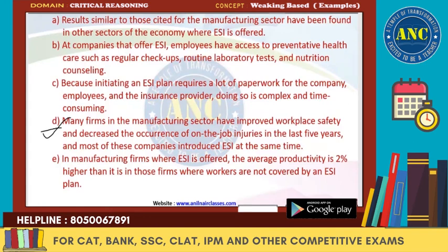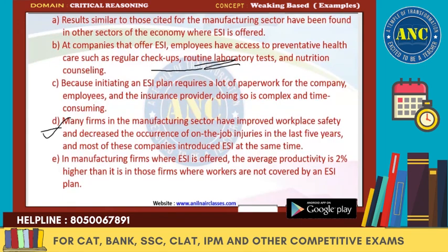How about option A? Now, similar findings in other sectors of the economy strengthen rather than weaken the argument. Option B. Now, if workers have access to preventative health care as a result of the ESI plan, they might be healthier and would miss fewer days of work due to illness. Hence, this option supports the argument.